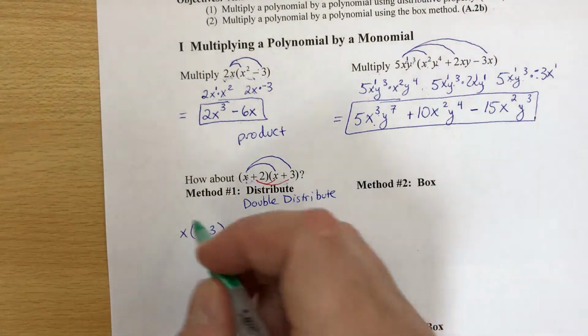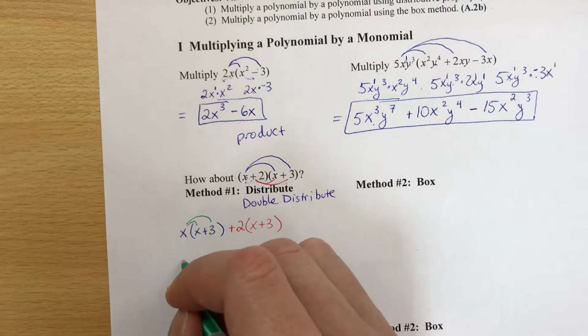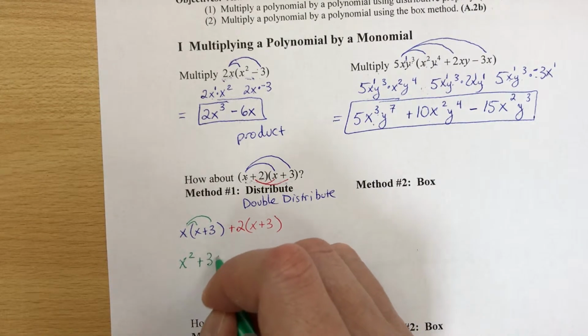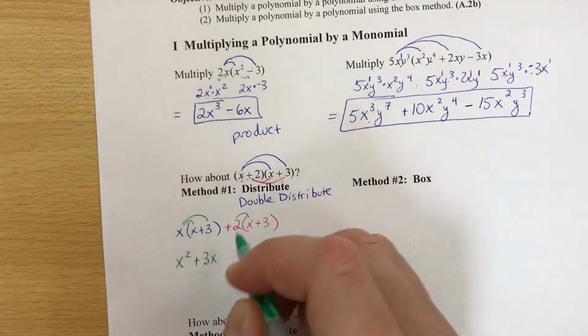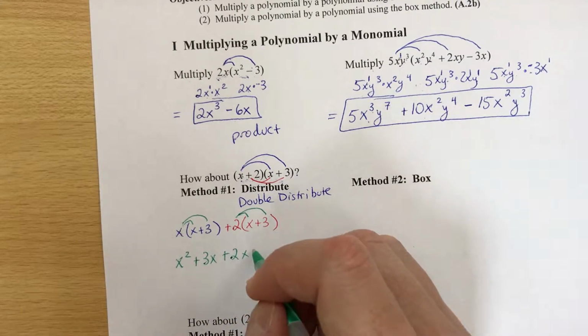Now we're going to distribute. Okay, so we'll do x times x, that's x squared. X times 3 is positive 3x. And then we'll do 2 times x is positive 2x. 2 times 3 is 6.